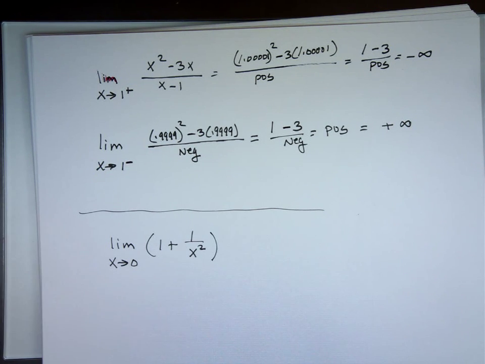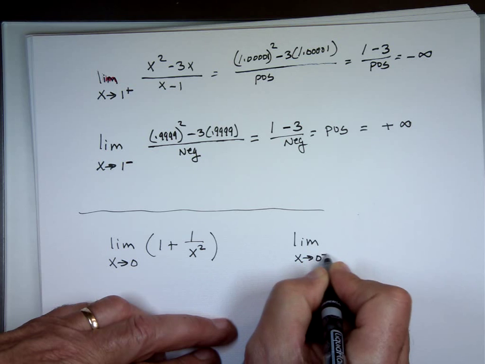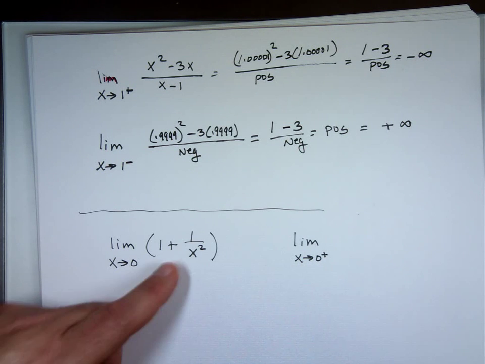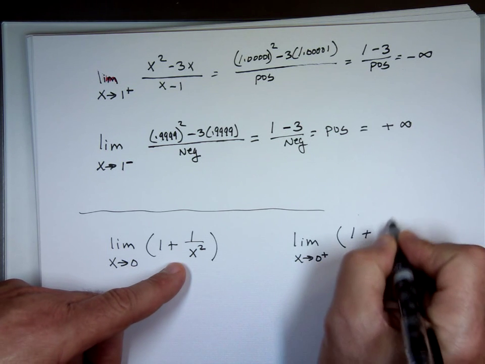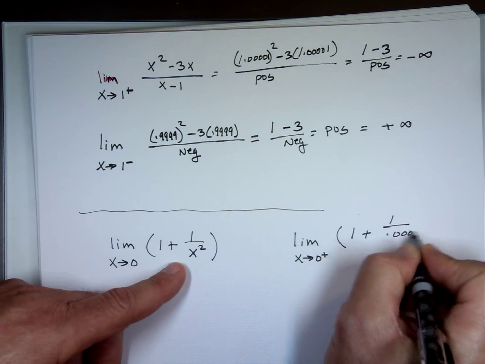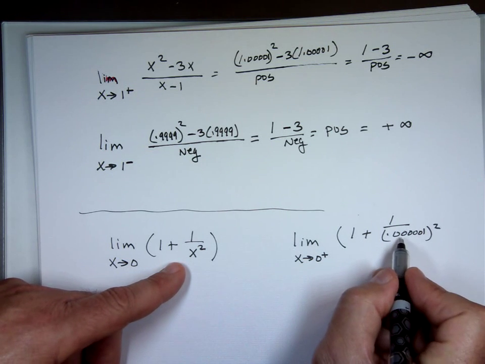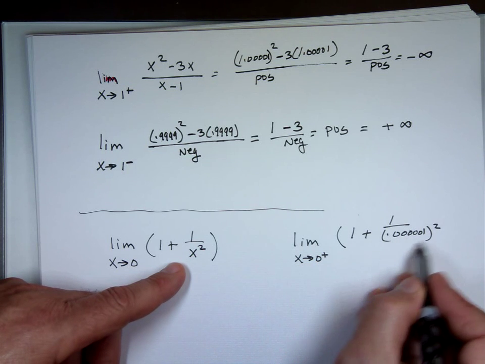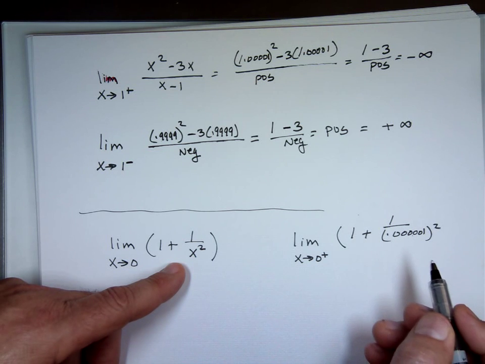Now that doesn't tell me positive or negative. So I got to do them both if it doesn't say positive or negative. So I got to look at it from the plus side. Let's pick a number close to 0 but positive. That would be 1 plus 1 over 0.000001 squared, right? That's a positive number. So you know the answer of this is going to be infinite. We'll take infinite, add 1 to it, what will happen? Still infinite.